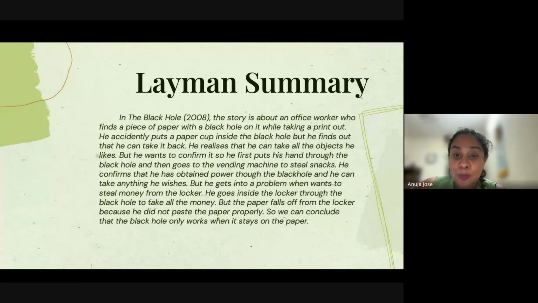He confirms that he has obtained power through the black hole and he can take anything he wishes. But he gets into a problem when he wants to steal money from the locker. He goes inside the locker through the black hole to take all the money, but the paper falls off from the locker because he did not paste the paper properly. So we can conclude that the black hole only works when it stays on the paper.